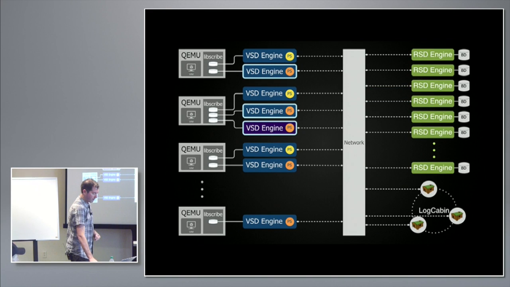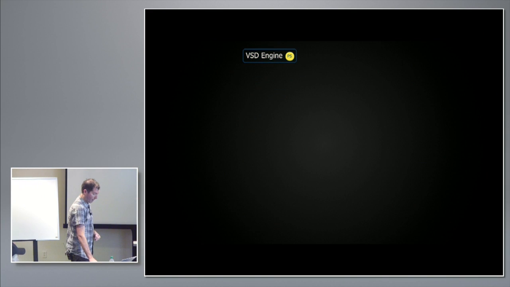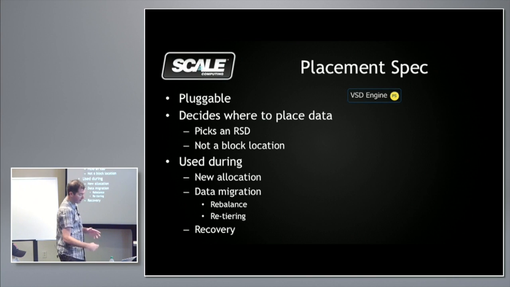So, speaking of the placement spec, as I mentioned earlier, this is actually a sub-module of the VSD. You can think of it like an algorithm, and it's pluggable. You can configure it on the fly as the VSD is running. We've got about 4 or 5 of these at this point, and some of the examples are, okay, we want a placement spec that's going to distribute the data for a VSD based on RSD capacity, right? So you want to put more data on RSDs that are bigger. That seems obvious.